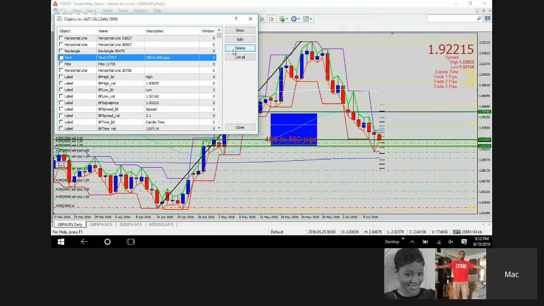It's funny. You see this right here? It says 450 pips to 850 pips. This was my target area. I think I actually had this set up like 3 weeks ago. I projected this 3 weeks ago, and look where it's at. That's crazy. See, how do y'all see that?